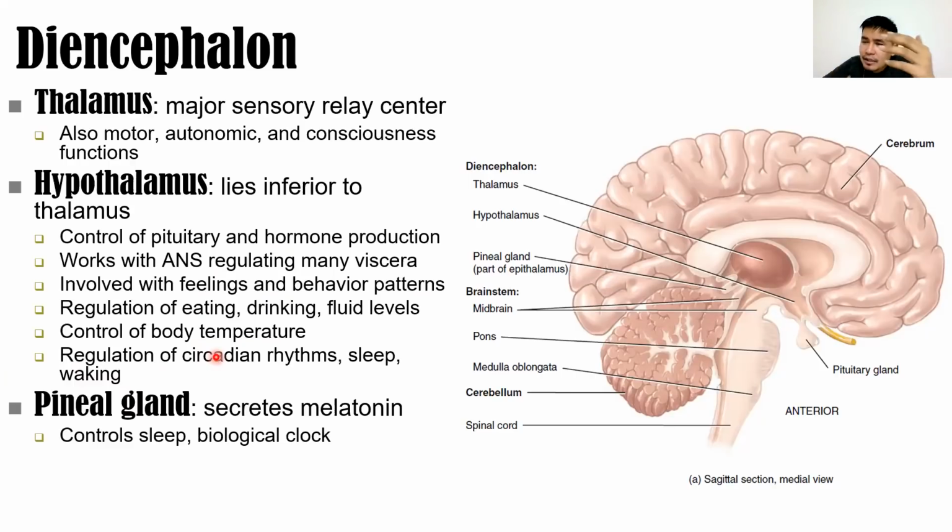When it's dark, melatonin somehow is increased. It induces you to sleep. No, that's the circadian rhythm, body temperature, and the like, as mentioned. The pineal gland secretes melatonin, closely related to your hypothalamus, which controls sleep and the biological clock, and working with the hypothalamus, it develops the sleep-wake cycle.